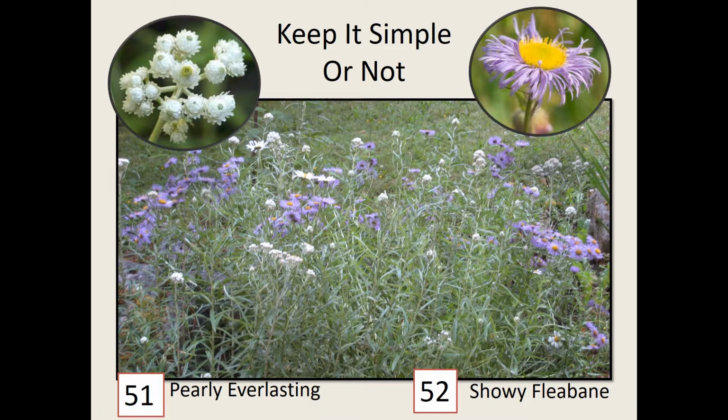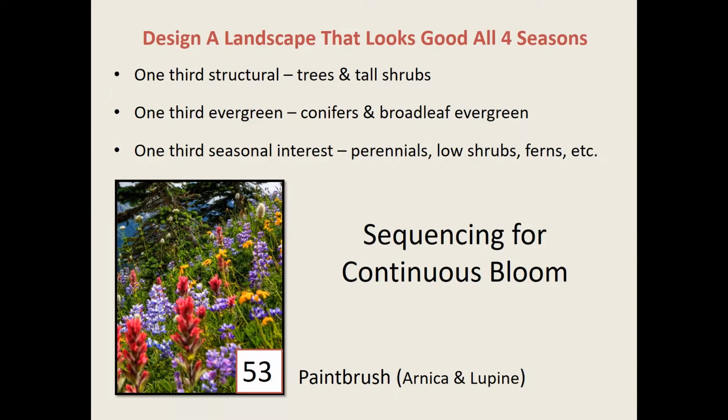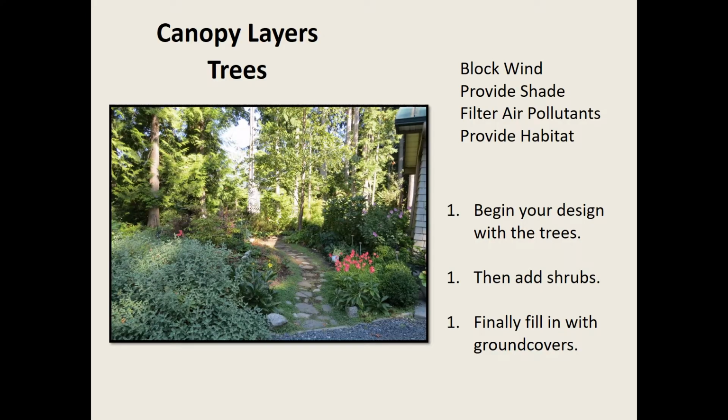Either way, plant ground covers in clusters of 3 or more plants. This will increase their visual impact and be more attractive to wildlife. Remember the rule of 3: 1/3 structure, 1/3 evergreen, and 1/3 seasonal interest. Research seasonal bloom times to create a landscape that will amaze you all year as well as support our native pollinators.